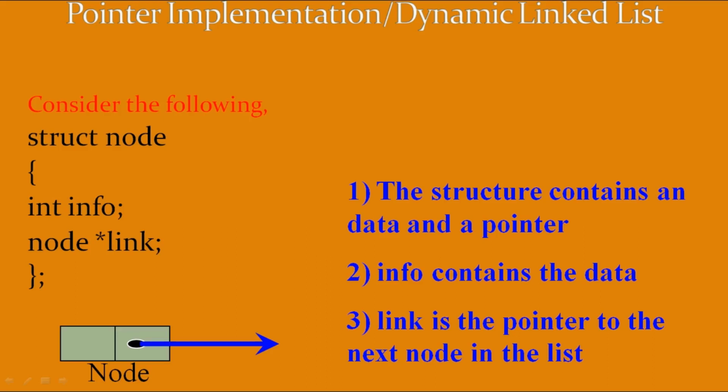So now we'll see the pointer implementation, or the dynamic implementation, of the linked list. For that we have to create the node. The node is to be declared as a structure because it consists of two parts, info and link part. The info field contains the value which is to be stored, and the link part, or the link pointer, contains the address of the next node. So it is a structure.